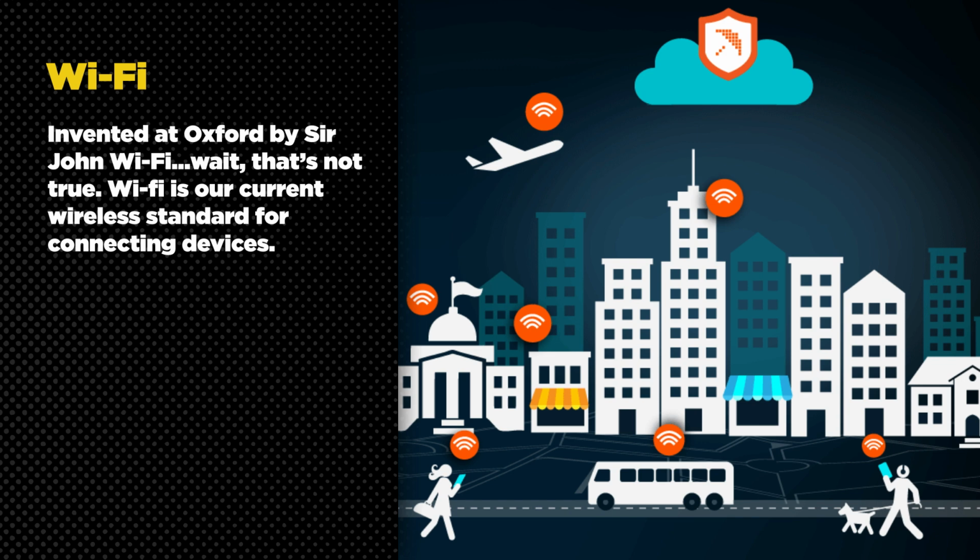Wi-Fi uses radio waves, which are commonly used to create local networks where multiple devices can connect with one another. Wi-Fi is great because you can have a lot of devices connected to a single network.